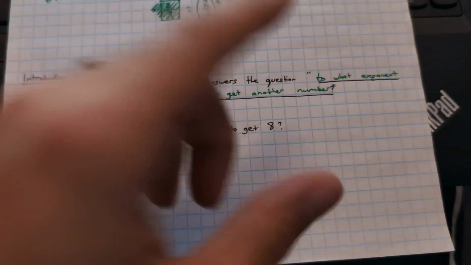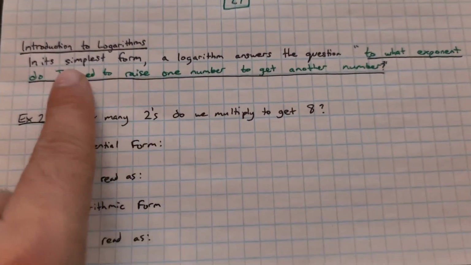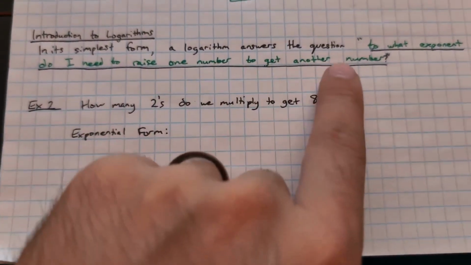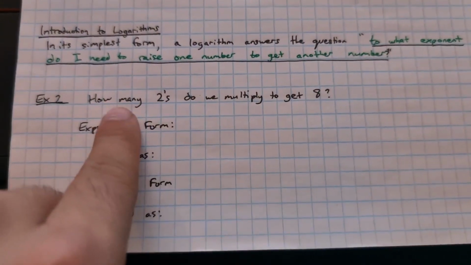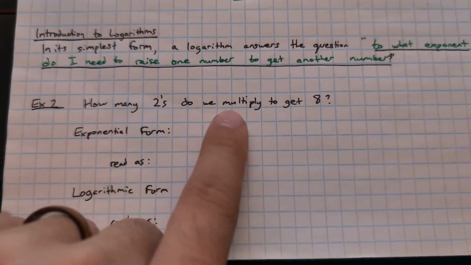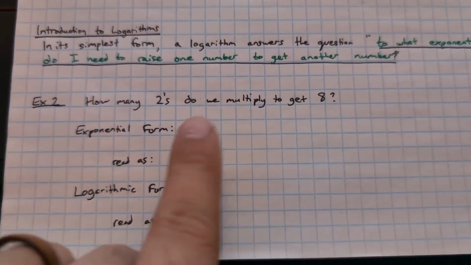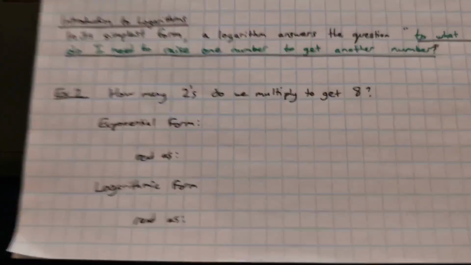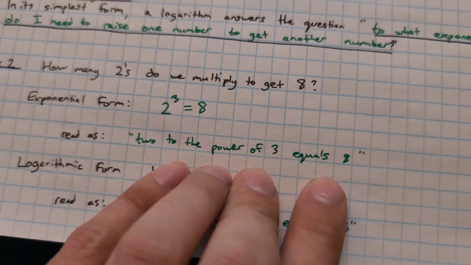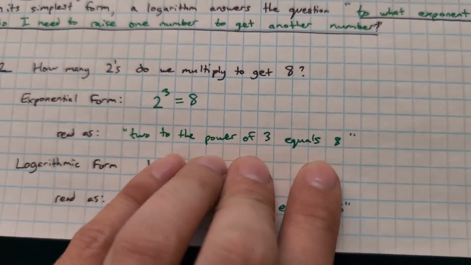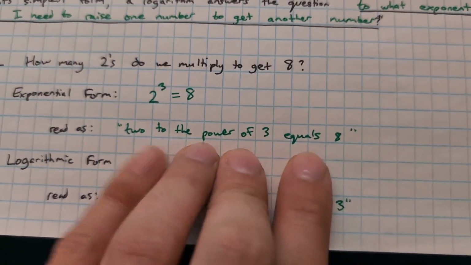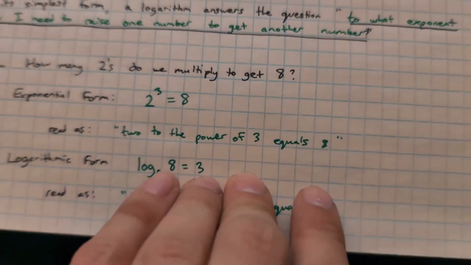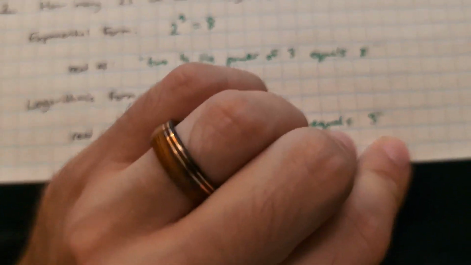And so another way to think of that is how many times can you multiply one number by itself to get another number? So how many 2's do we need to multiply together to get 8? We're going to look at both the exponential form and the logarithmic form. So 2 to the power of 3 equals 8. We're used to how we would read that out. This means 2 times 2 times 2 equals 8. We would need 3 2's to multiply to get to 8.